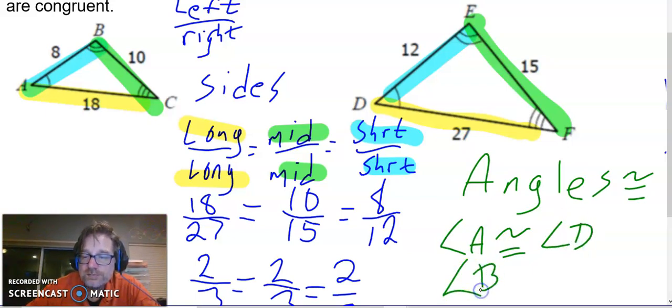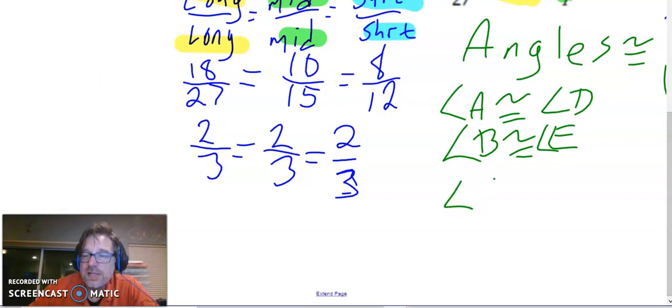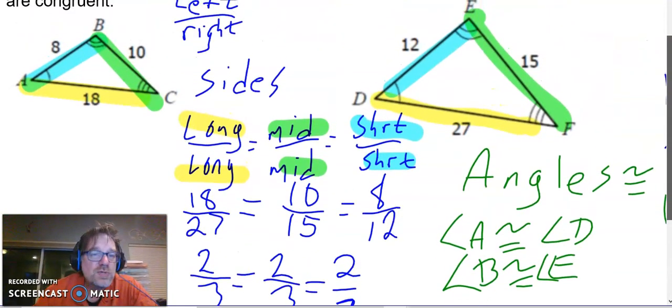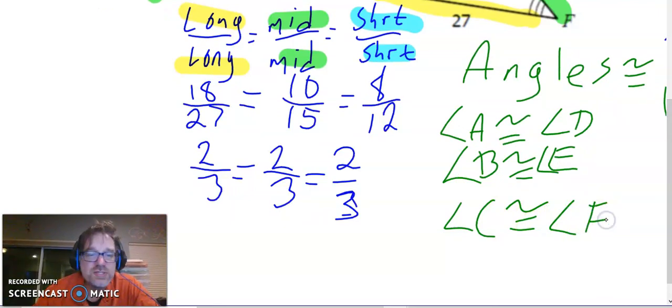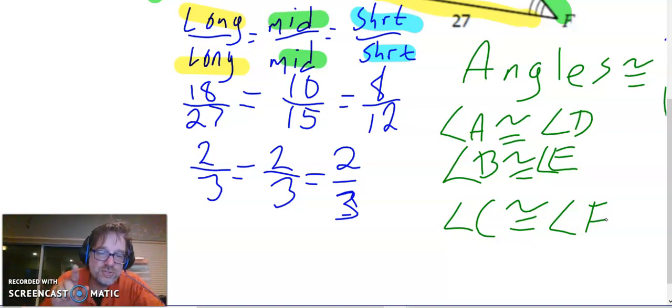Angle B is congruent. It has two tick marks at the top. It is congruent to angle E, two tick marks at the top. And then angle C, which has three tick marks, is congruent to angle F. So these two triangles are similar. They're similar because their sides are in proportion. They make the same fraction, 2/3, 2/3, 2/3.